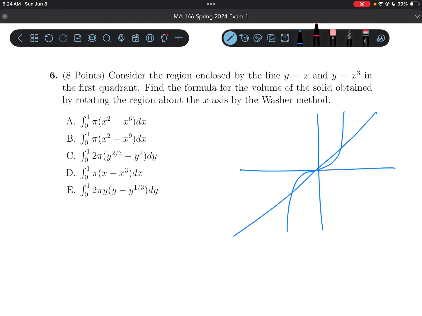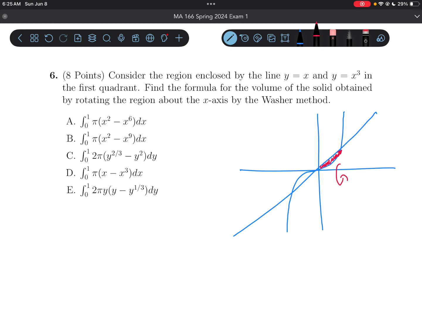And what do they say? They say find the formula for the volume of the solid obtained by rotating the region about the x-axis. And the region is this area. It's the area enclosed by the two curves in the first quadrant, and we are rotating it this way.